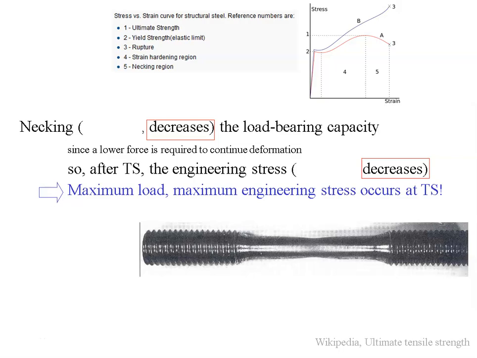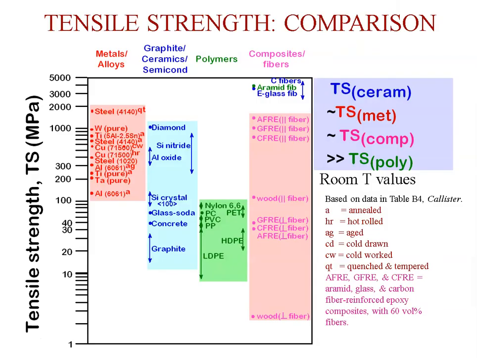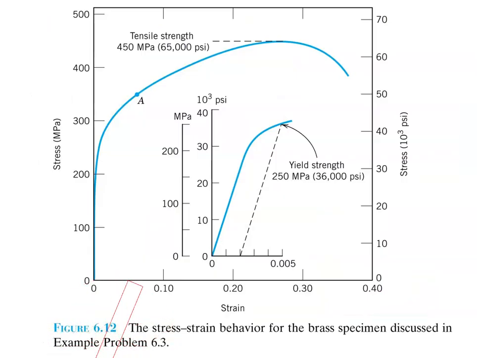Here's a diagram, again with a log scale, comparing the tensile strength of various classes of materials. Ceramics top the list, followed closely by metals and composites, and those tensile strengths are much greater than those of polymers. Here's the diagram that goes with an example problem in your textbook that you should become familiar with. Notice that the tensile strength is at the top of the curve there at about 450 megapascals. Make sure that you can find the yield strength from this diagram as well.